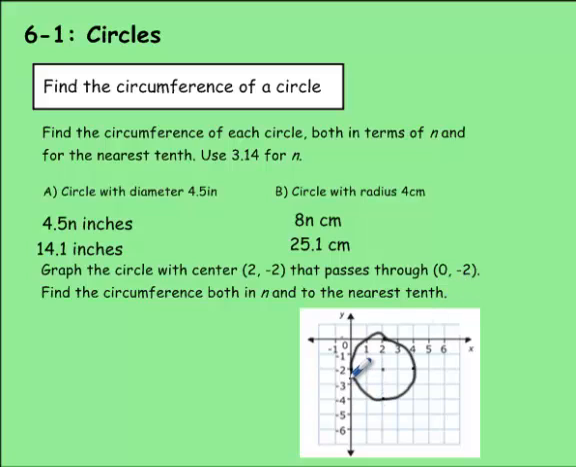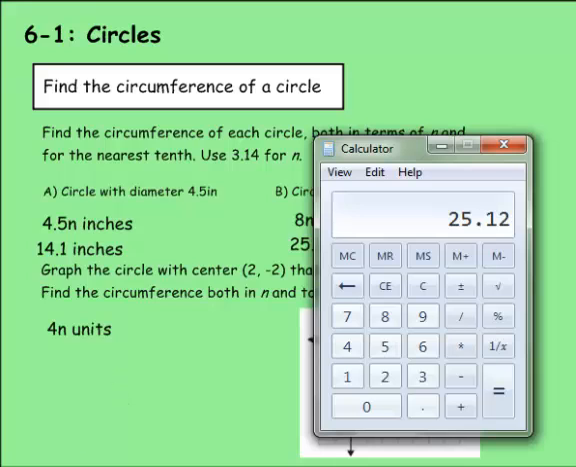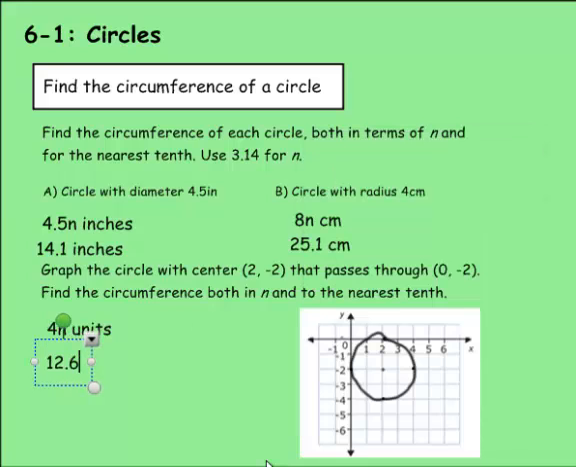If I'm looking for the diameter, I see that all the way across through the center point is 4 units. So if we're going to write that out in terms of pi, 4 times pi would just be 4 pi units. And if we're actually going to solve that, then it would be 4 times 3.14, which would be 12.6 to the nearest tenth, so 12.6 units.